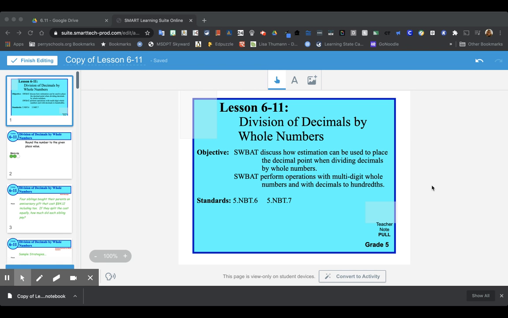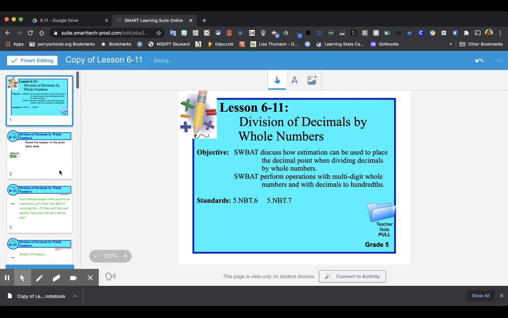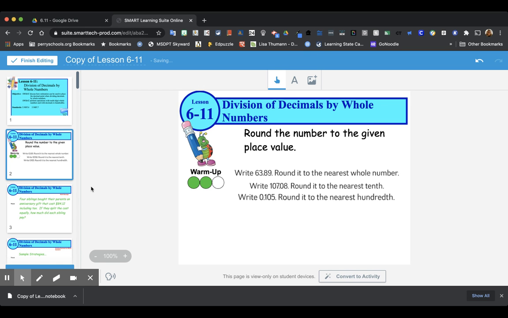Lesson 6.11, we are on division of decimals by whole numbers. Today we're going to be able to discuss how estimation can be used to place the decimal point when dividing decimals by whole numbers. And we're also going to be able to perform operations with multi-digit whole numbers and with decimals to hundredths. Let's start off with a warm-up of rounding the number to the given place value.